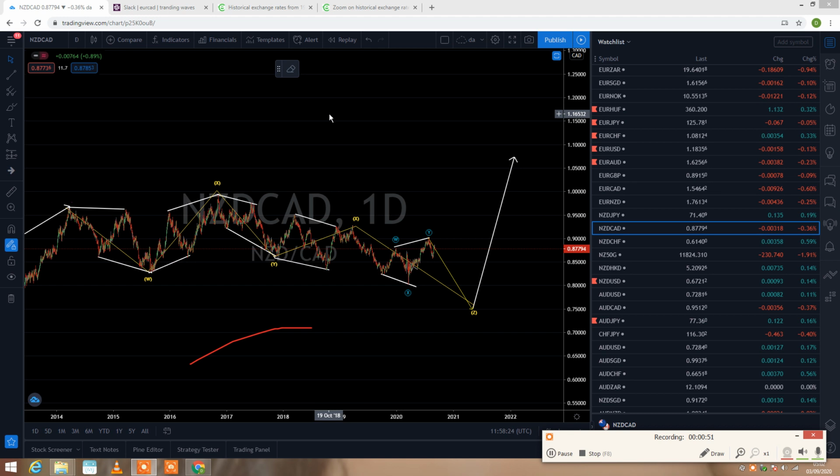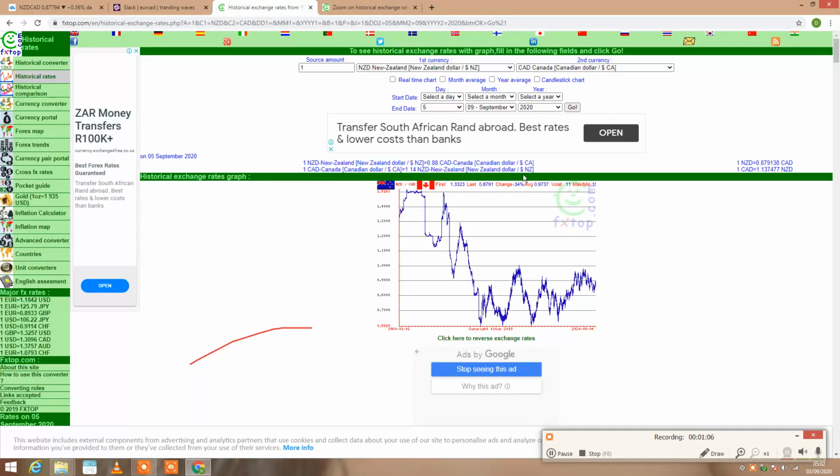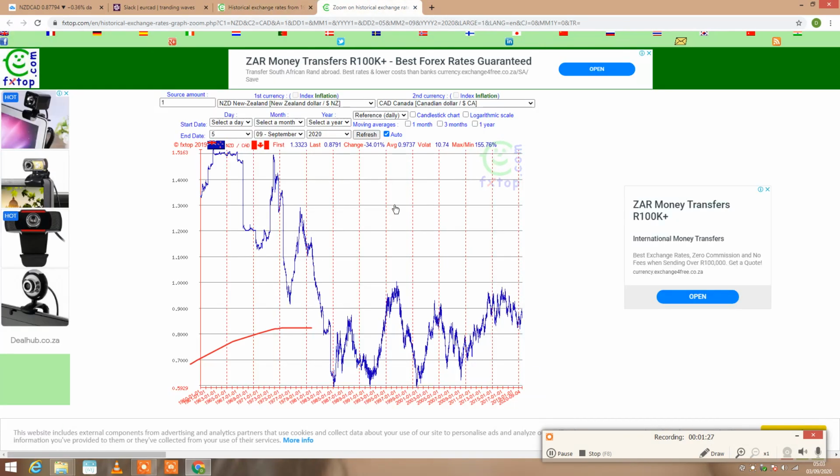I just need to go to FX top and check the data of the NZDCAD, how it plays and where we are going for the next coming years. This is FX top. When I open this FX top, I just need to change it. As we are seeing, this is NZD and then CAD. NZDCAD is a very interesting structure for the coming months or for the coming weeks. Let me just click something here. You see, here we go.